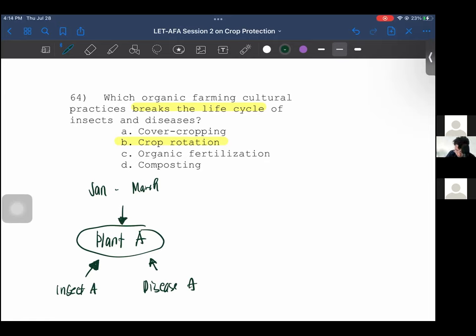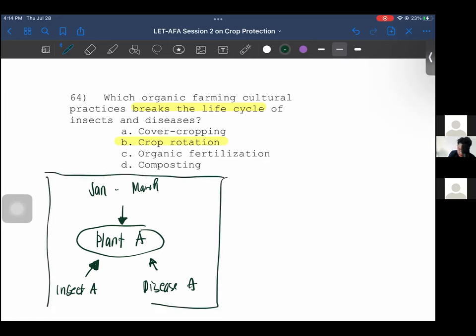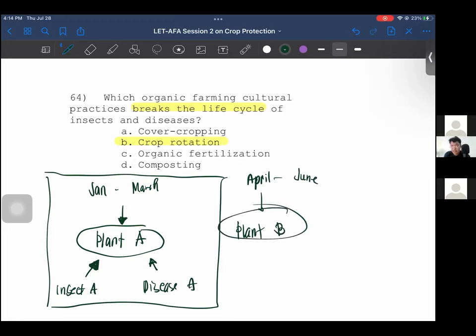Tapos, ito yung first cycle. Kunwari, annual crop to. Then, April, nagtanim ka ng plant B. April to June. Plant B. Okay. During this time, March to April, ang mangyayari dyan, babalik ang insect A at disease A.